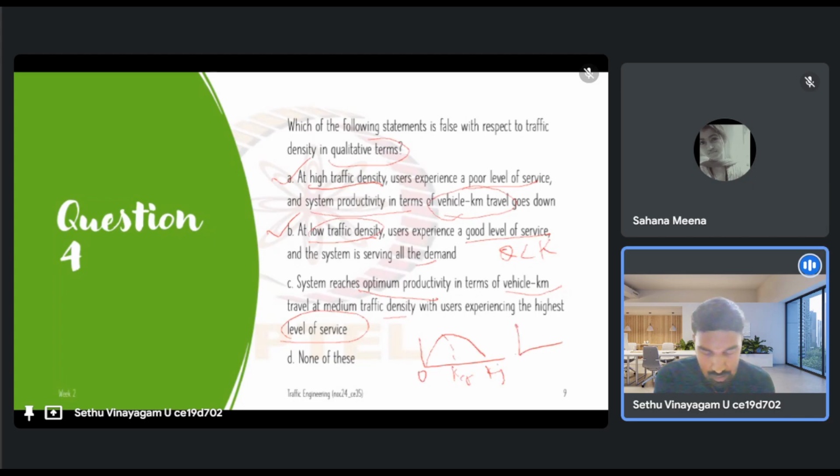You have some other models, like triangular models, where it is not always at the midpoint. It's closer to kj in some cases, but it's not always at the midpoint either. So you cannot always say that it is a medium traffic density where q will be equal to q max. So that's why it is not always true. So C is incorrect.